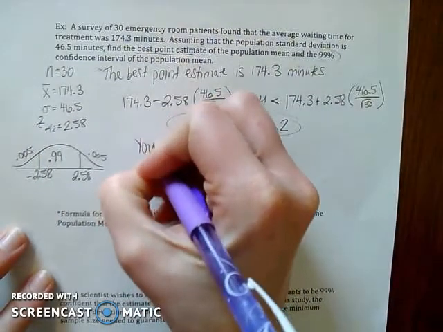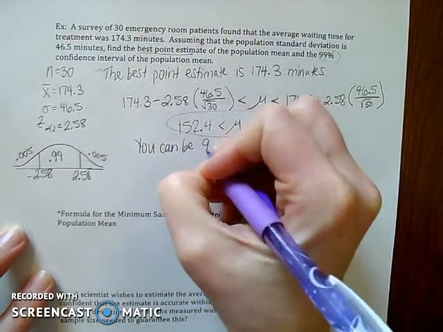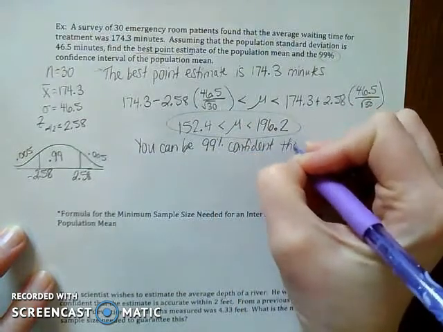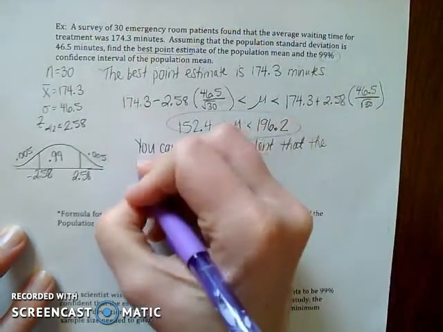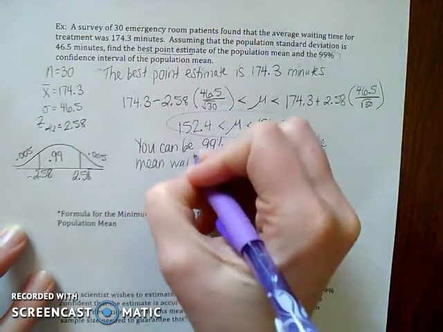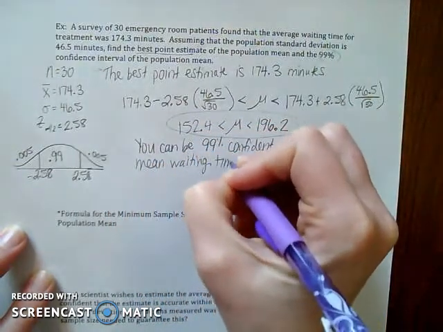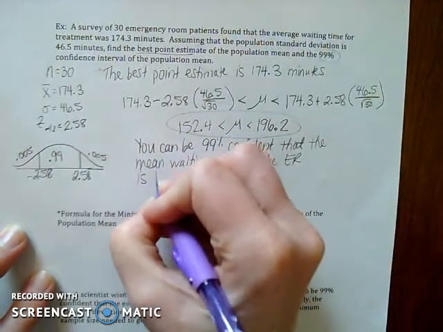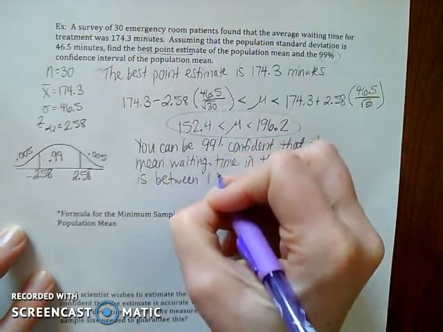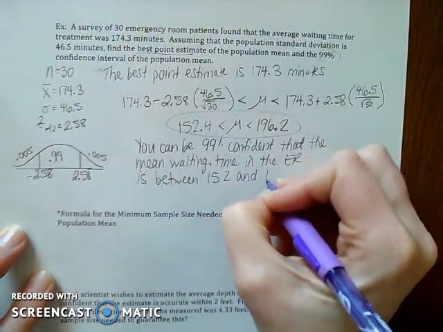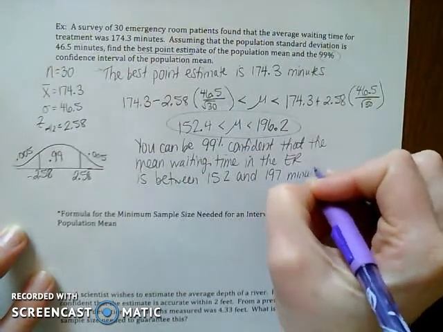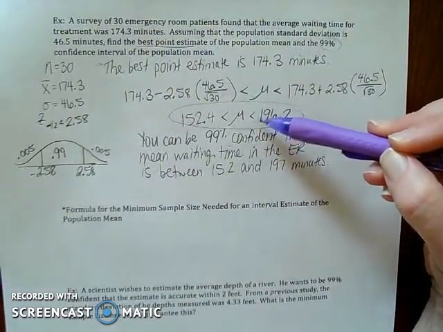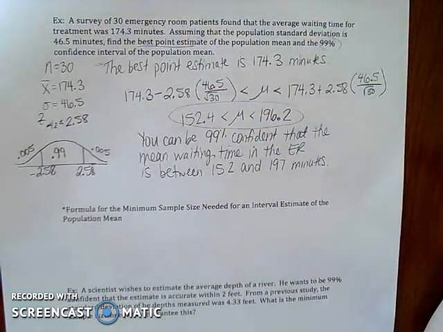So then you say you can be 99% confident that, I'm going to write this one out, mean waiting time in the ER is between 152 and 197 minutes. So even though, again, technically you would round to 196, this is a strictly less than sign, so you need to round it up to 197.